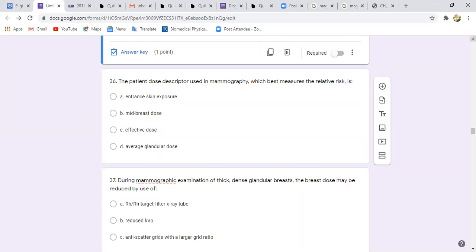But for mammography, it is the average glandular dose, AGD, because the site of carcinogenesis is in the glandular organ. And because of that, it's used as the dose descriptor. In fact, it is the measure of the relative risk of somebody maybe getting cancer once in a lifetime. So it is measured by AGD, average glandular dose.